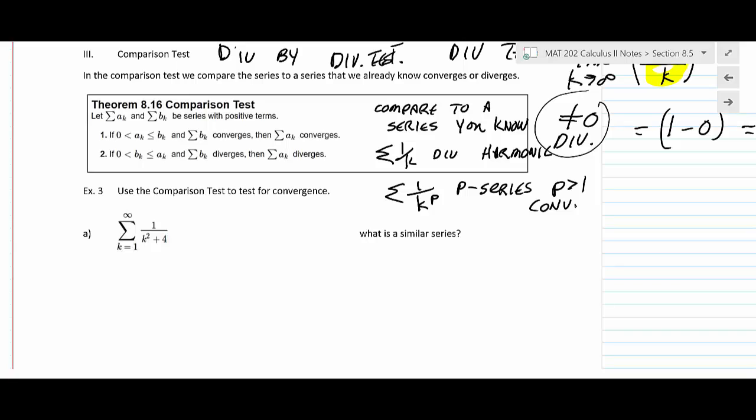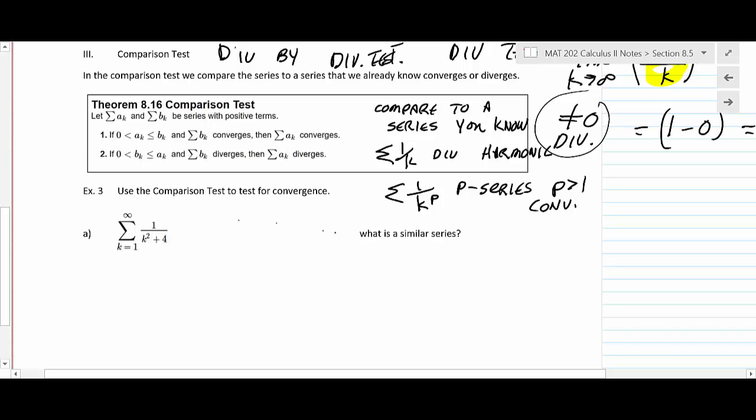So when you do a comparison test, b sub k is what you're comparing it to. If the series you're working with is less than the series you know, then they're both going to have the same answer. So if that converges, so does this. For divergence it goes backwards: if a sub k, the series you're working with, is larger than 0 and larger than all of the terms of the series you're comparing it to, then it diverges. So what you're doing is trying to find some series that you know something about.